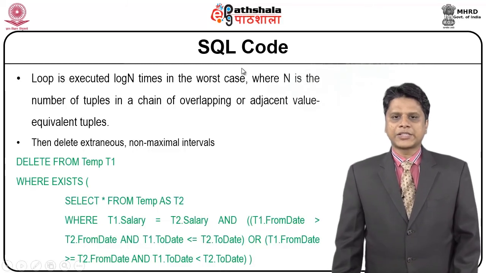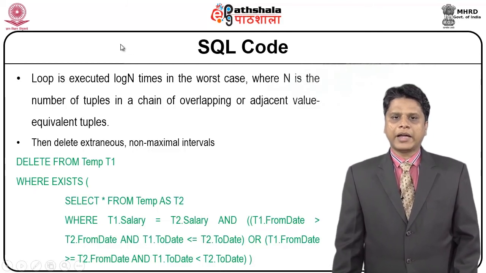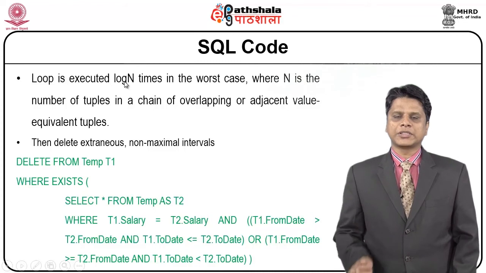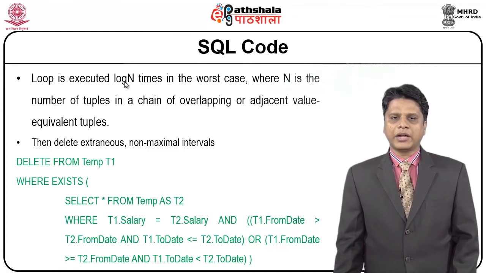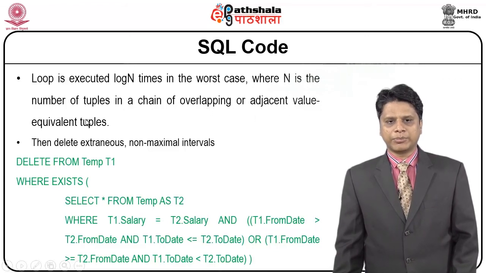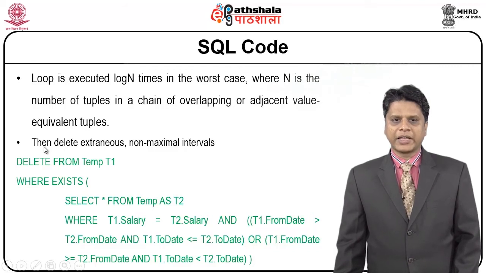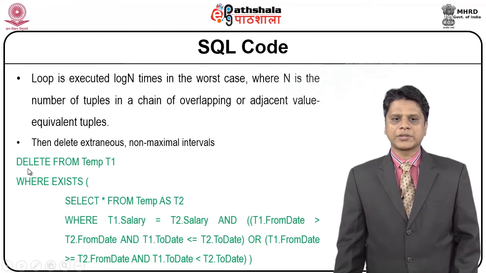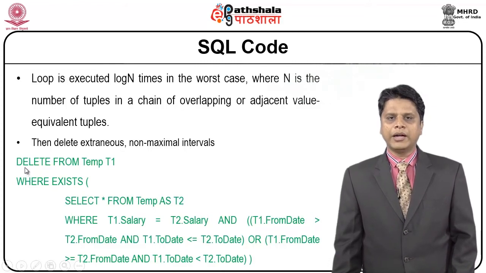At a similar instance, for the same SQL code, we will try understanding the delete code. Any loop that has been represented, so in the previous case we have done a repeat procedure. The loop is executed log n times in the worst case, where n is the number of tuples in a chain of overlapping or adjacent value-equivalent tuples. In that specific case, we then delete extraneous or non-maximal intervals with a SQL command.